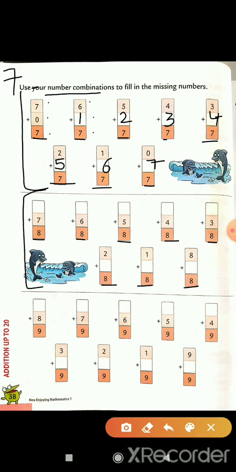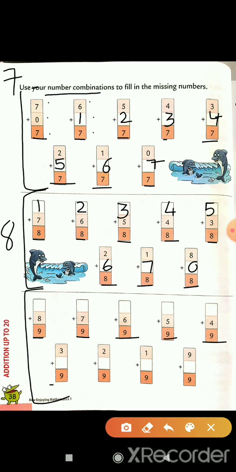It means that these all are the combinations of 8. So, fill in all the missing numbers. 1 plus 7 is equals to 8. 2 plus 6 is equals to 8. 3 plus 5 is equals to 8. 4 plus 4 is equals to 8. 5 plus 3 is equals to 8. 2 plus 6 is equals to 8. 1 plus 7 is equals to 8. And 8 plus 0 is equals to 8. Got it, students?